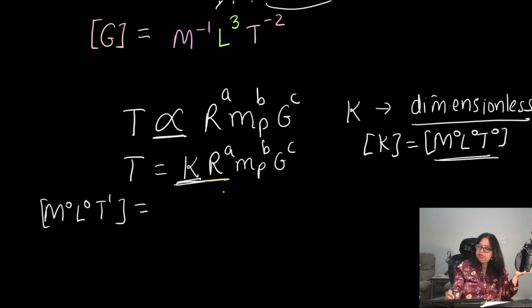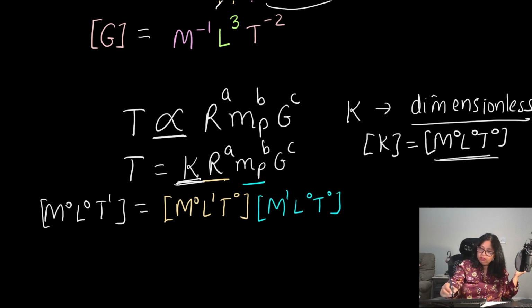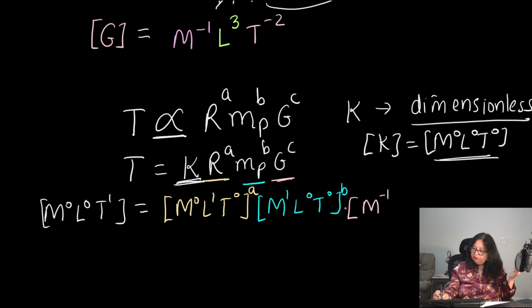R to the power A: M^0, L^1, T^0. M_P to the power B: M^1, L^0, T^0. And sure, I did have a power A here and a power of B here. I'll be in big trouble if I forget those powers. G: M^-1, L^3, T^-2, to the power C. Okay, now let's go ahead and combine this.